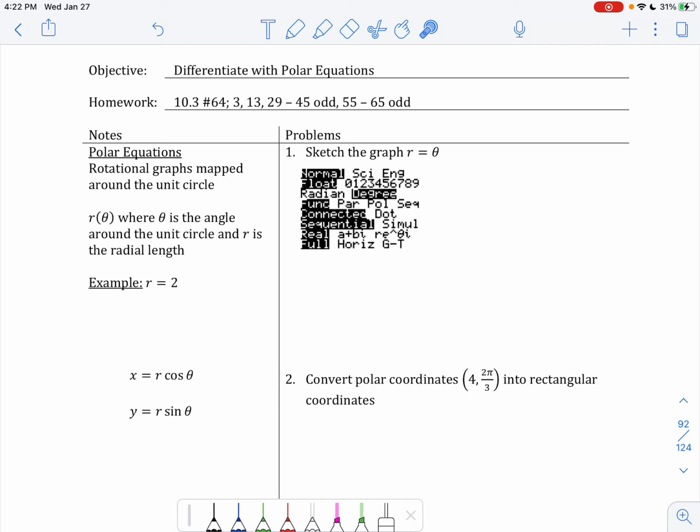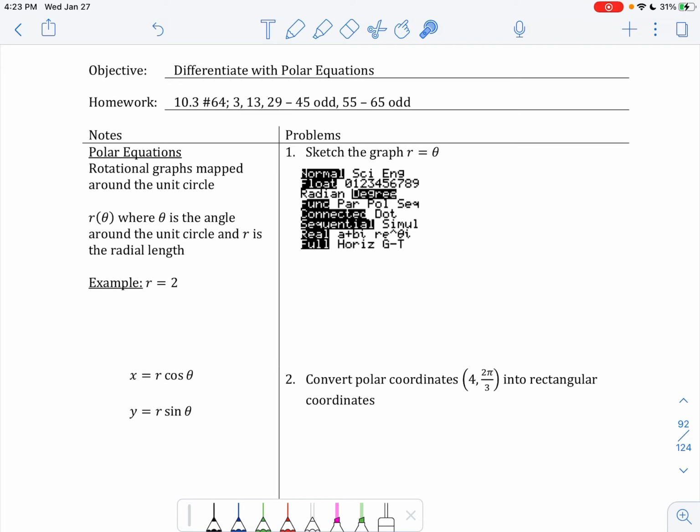So, polar equations, these are graphs that are created by rotating around the unit circle, and they're written in terms of r for radius and theta. Theta is the angle around the unit circle and r is the radial length.